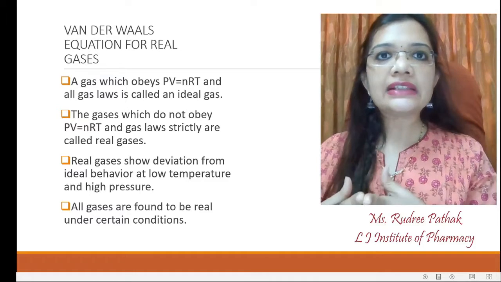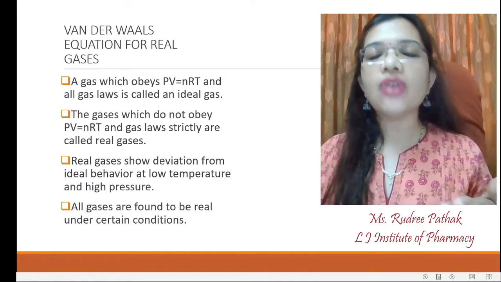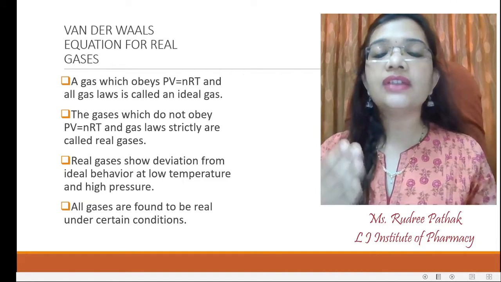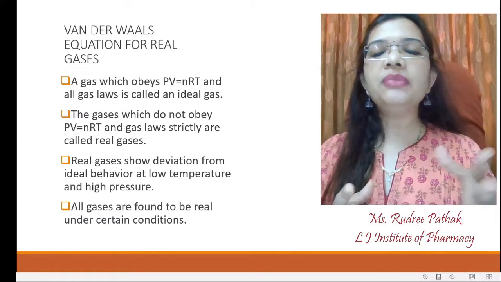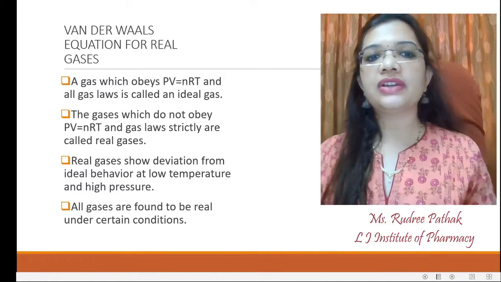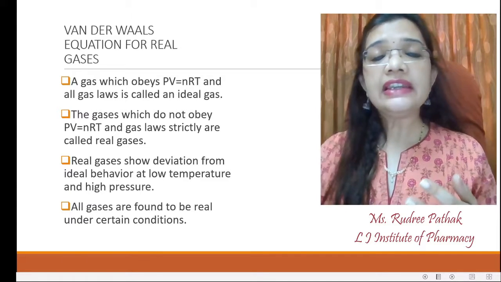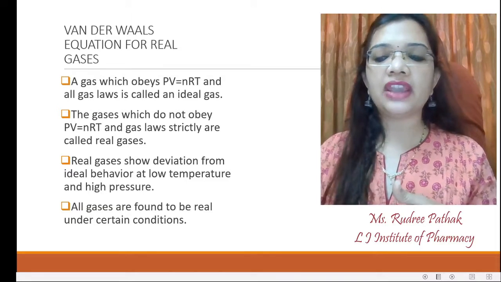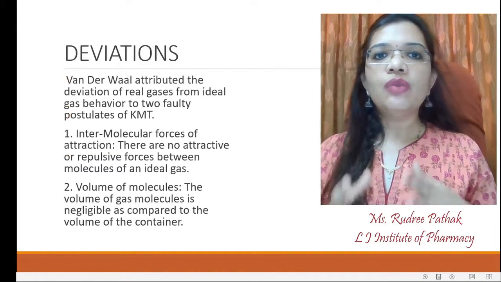But real gases do deviate from this ideal equation and they do not obey the ideal gas equation, and these are known as real gases. Real gases show deviation from the ideal behavior at low temperature and high pressure systems. And that is why there is a need to derive a separate equation for such kind of behavior.